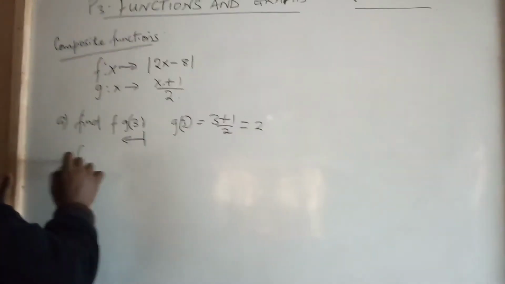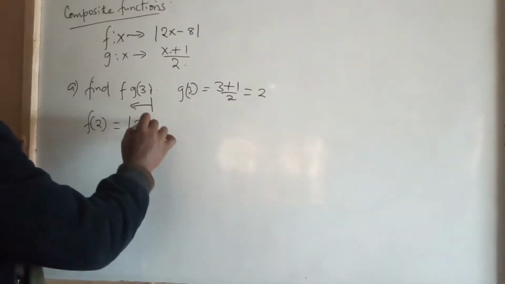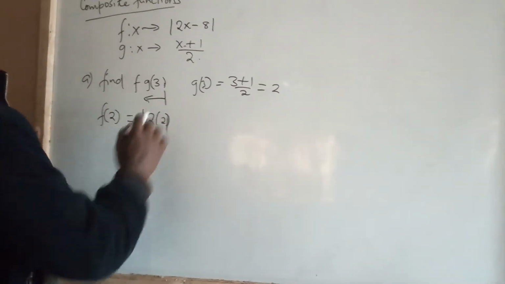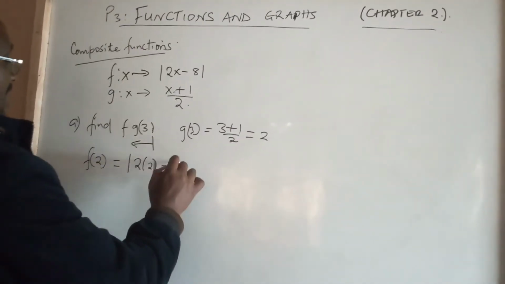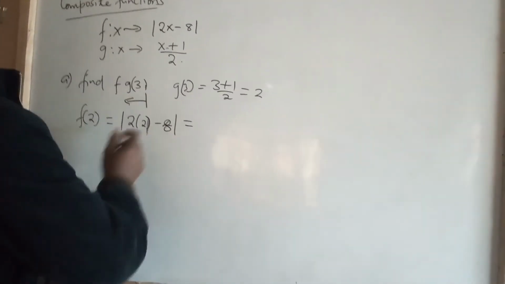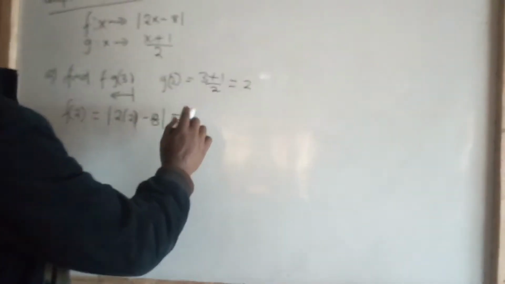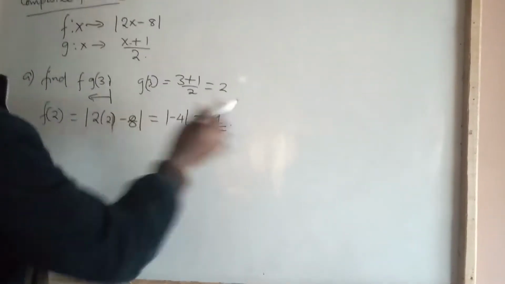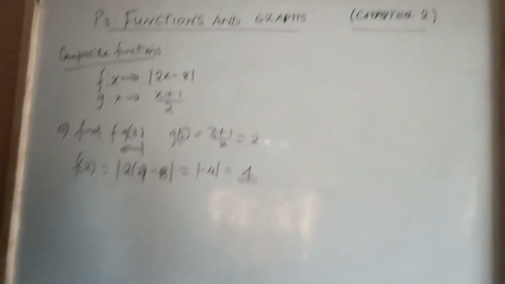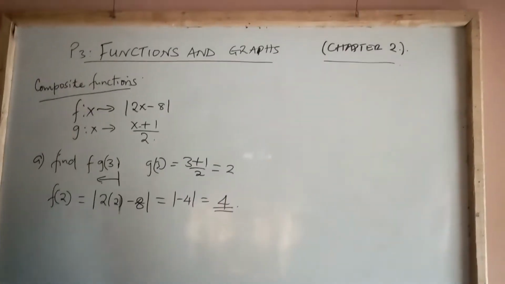Now, f(2) is going to be the modulus of 2 multiplied by 2 minus 8, modulus, and then it becomes the modulus of 4 minus 8, which is actually minus 4, modulus, which is simply a 4. Remember what modulus means. It is an absolute value, which is not negative.